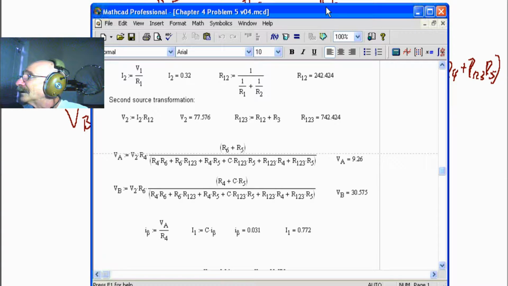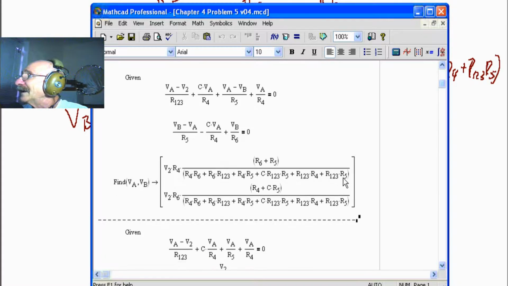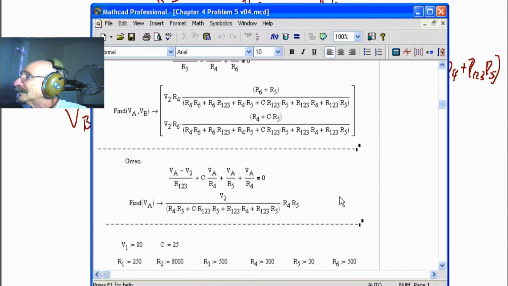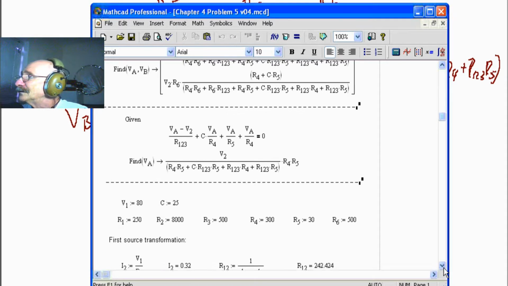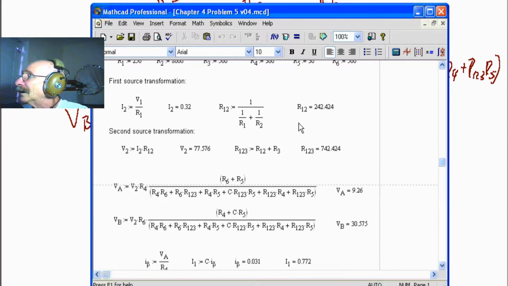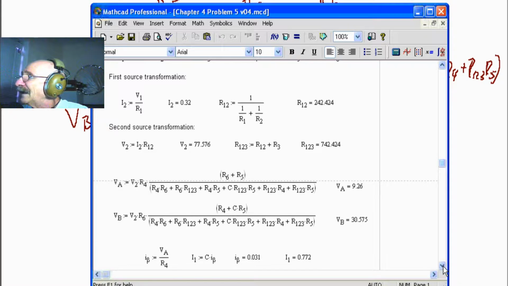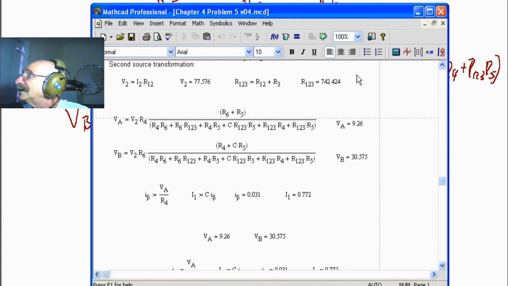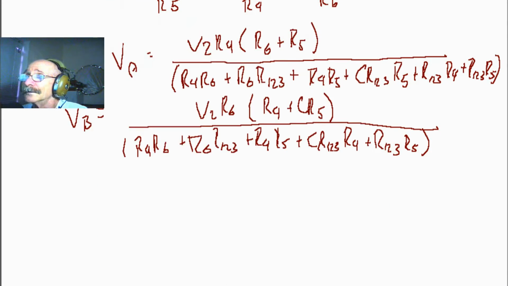You can use a calculator to figure this all out. But as you can see, I put this formula, I just copied it in Mathcad. If you have Mathcad, then great, use it. If you don't, you're going to have to roll through this the hard way. So as you can see, I plugged in all my values here in Mathcad, first source transformation, and then R1 plus R2, R123, and then here I got VA equal to 9.26 and VB equal to 30.75. I'm going to write those down actually.